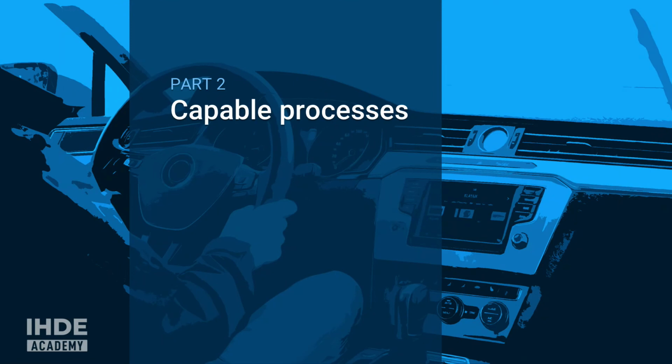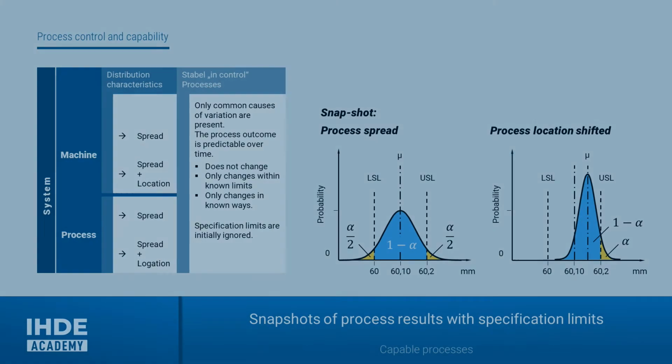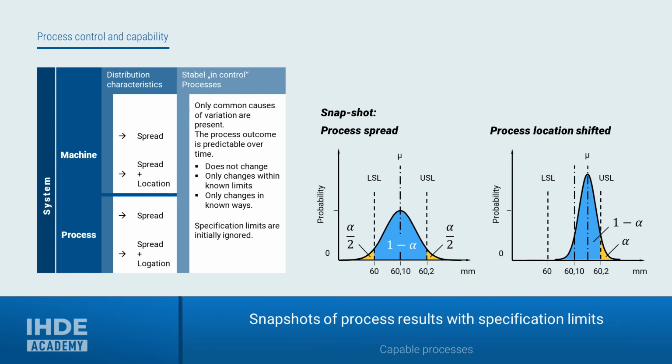So, in a similar way to what we just did for the definition of in-control processes, in this chapter we look at capable and non-capable processes. When assessing the capability of a process, the specification limits of the product characteristic under observation must be taken into account, shown here by the lower and upper limits. This is the only way to determine the yellow parts that will be out of the permissible tolerance.